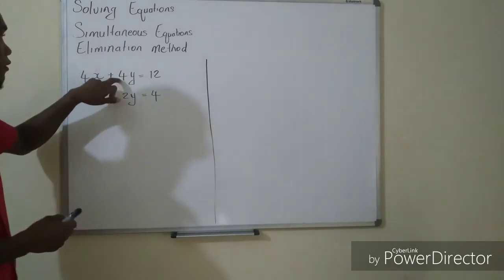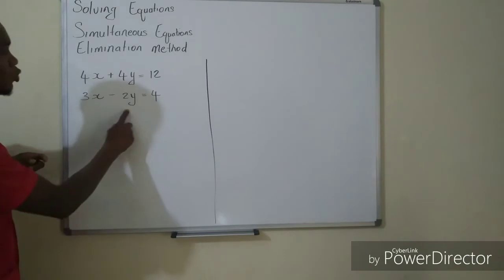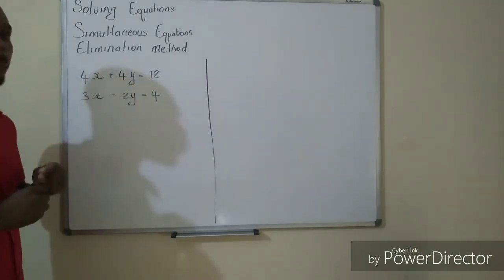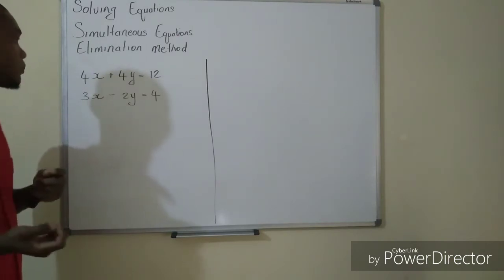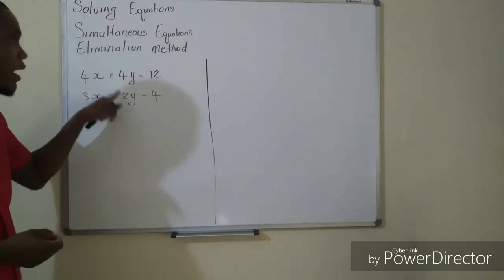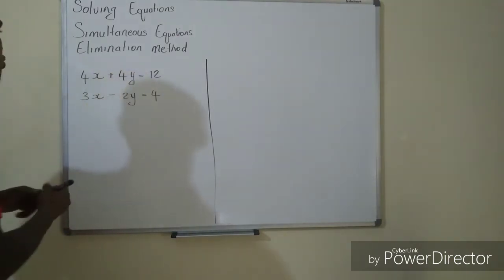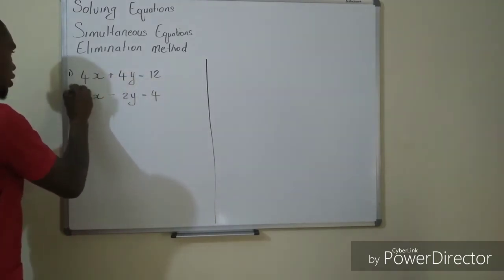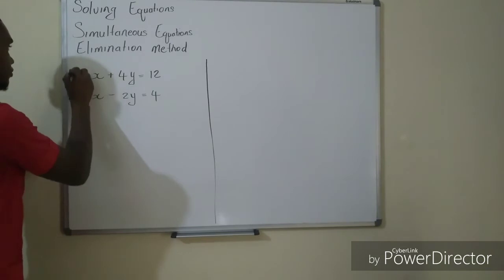But look at the y's now. What can you do to this in order to get to that? This is 2 and this is 4. 4 is a multiple of 2. So you can multiply 2 by 2 in order to get 4. So what you generally do, you can label them as equation 1 and equation 2.